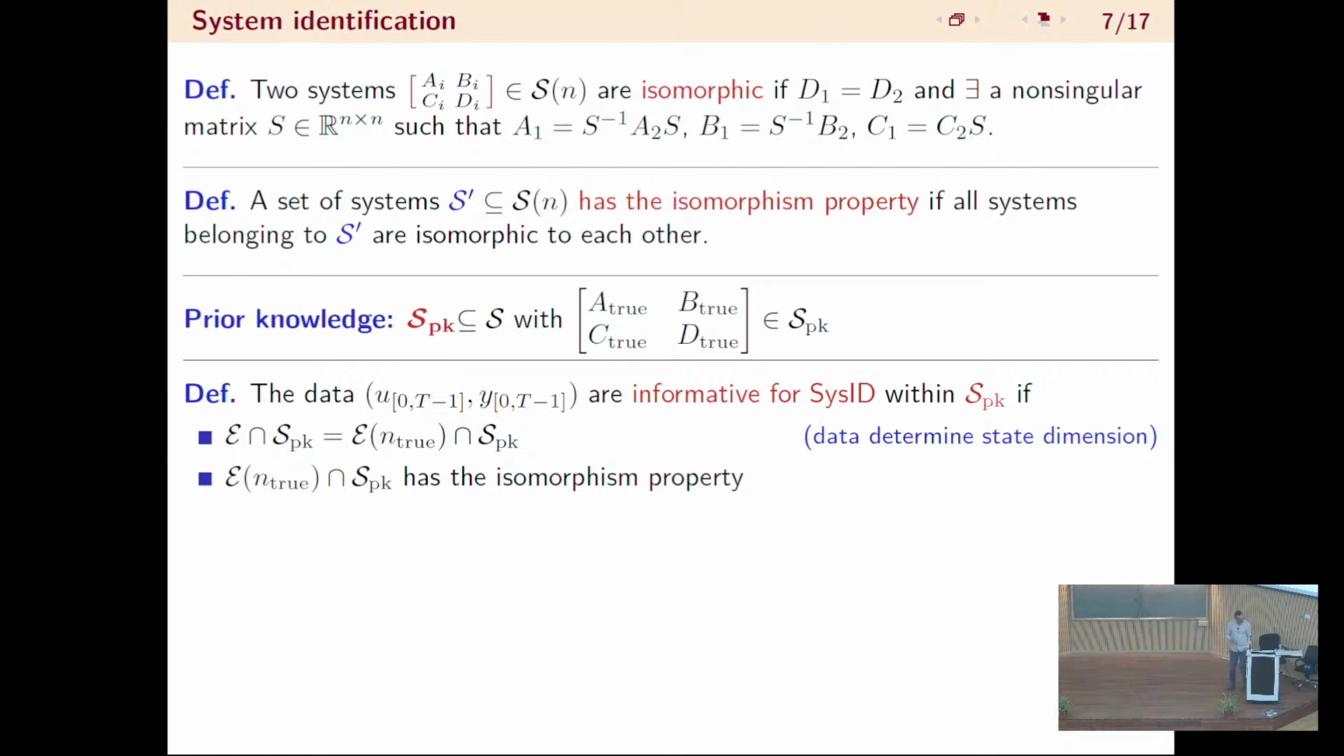I can take pretty much everything here in SPK, but of course it may be impossible, or it may be very hard to characterize this. But SPK captures whatever we know about the system. At the moment, I keep it open. But now I'm going to specify which type of prior knowledge I'm going to work with in the rest of the talk.